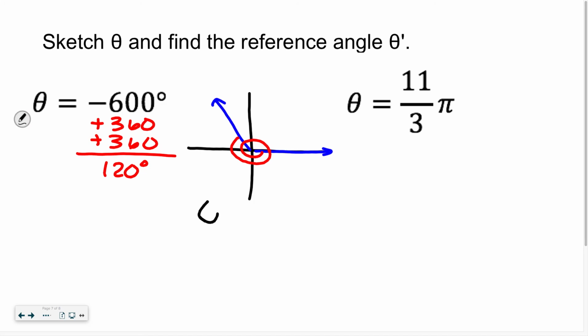And then they also want you to just tell us what theta prime is. Well, for theta prime, I would use this 120 degrees. It's in quadrant 2, so it's what's left over to get to 180. So 180 minus 120 is 60 degrees.